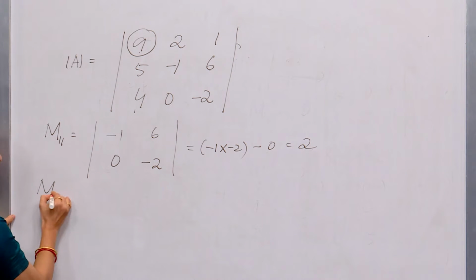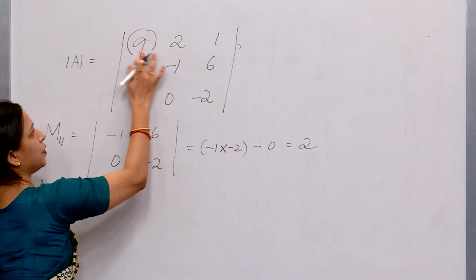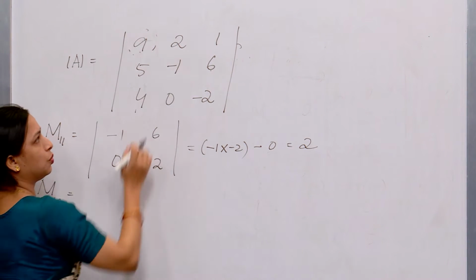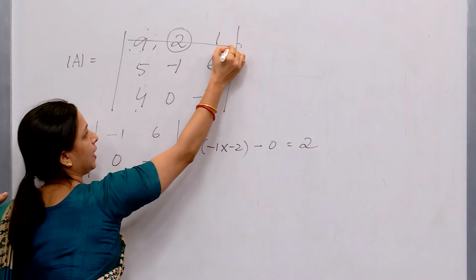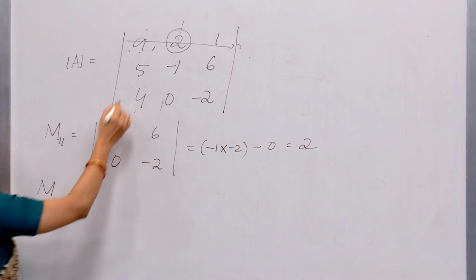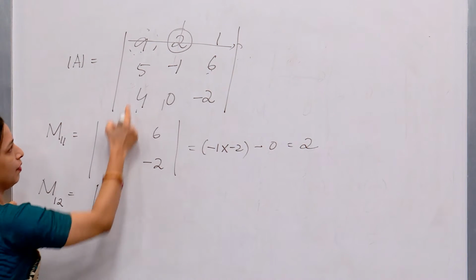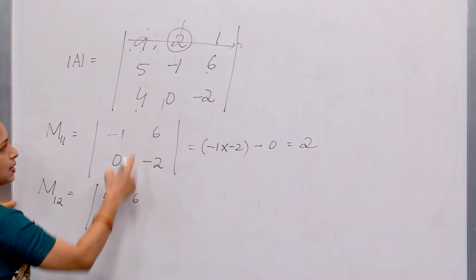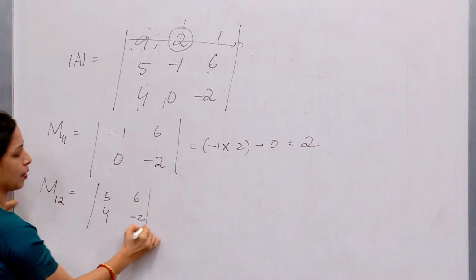Similarly, let us say M 1 2. M 1 2 means which element? 2, right. So, first I need to find out the second order determinant. So, I delete the row and the column in which 2 exists and form the second order determinant. So, what is remaining? 5, 6, 4 and minus 2, right.